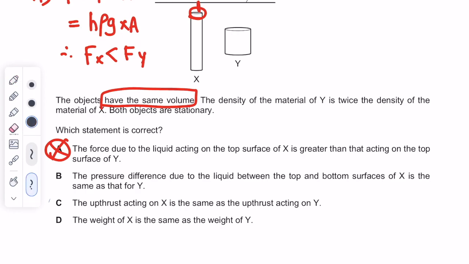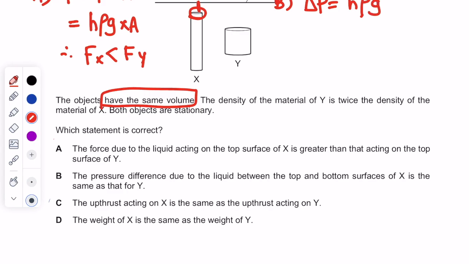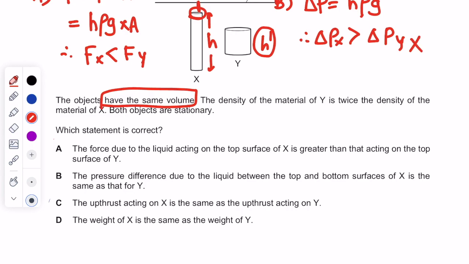So let's focus on answer B. Answer B says the pressure difference due to the liquid between the top and bottom surfaces of X is the same as that for Y. Pressure difference is about h rho g, but here h means the height of the object. Here Y has smaller height. So delta P of X is actually bigger than delta P of Y because the height is smaller. So answer B is also wrong.